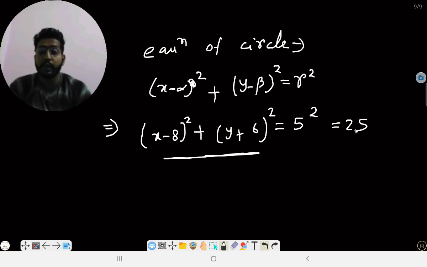Okay, so whenever a question is given to find the equation of a circle, what do you need to know? First the center and then the radius. Somehow you have to find the center and radius, these two. This is the only point of the circle. If you find these two, then all done. Okay, so now next one.